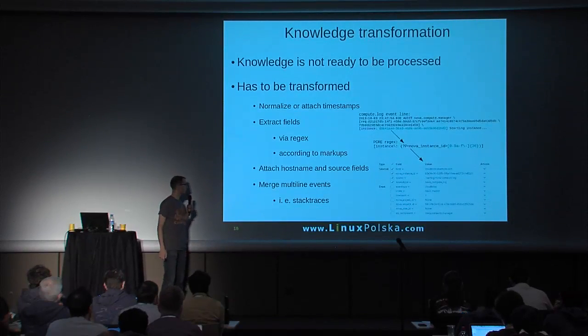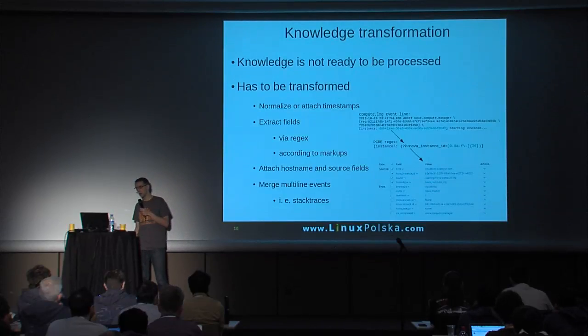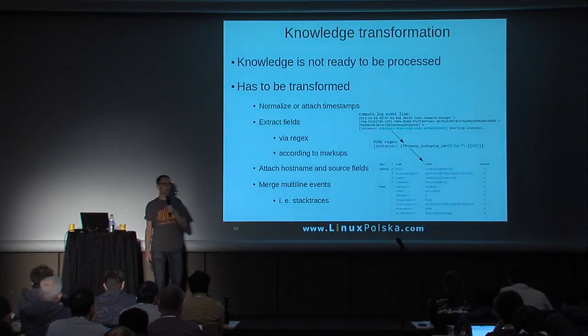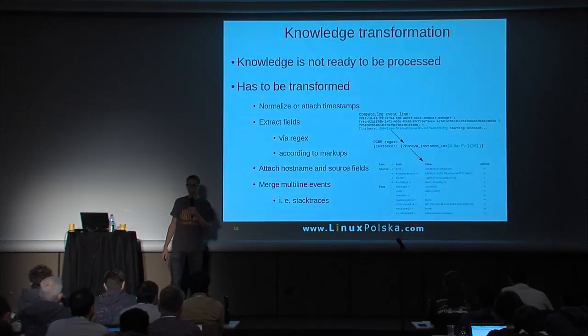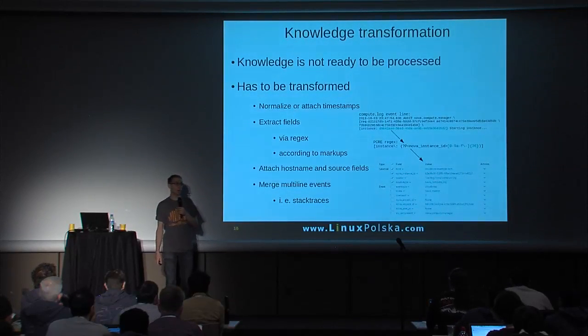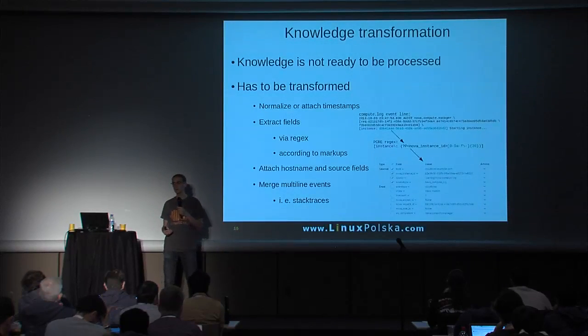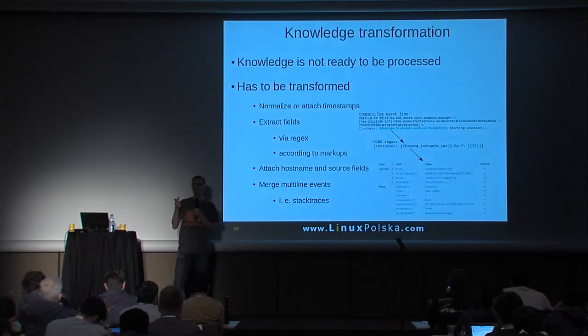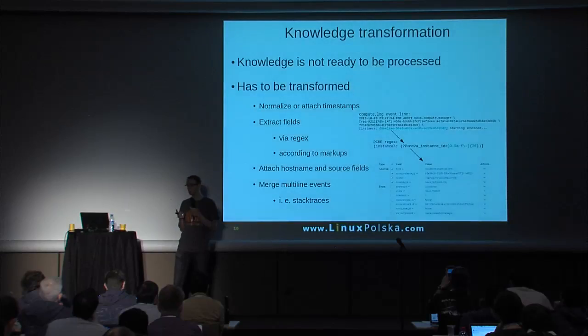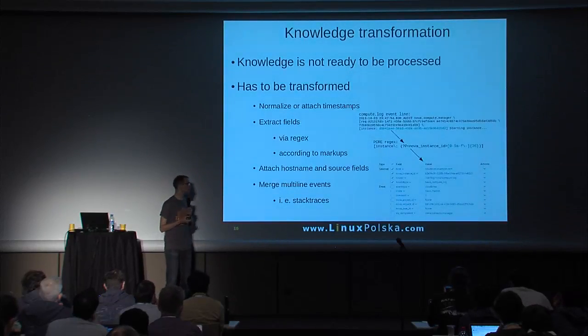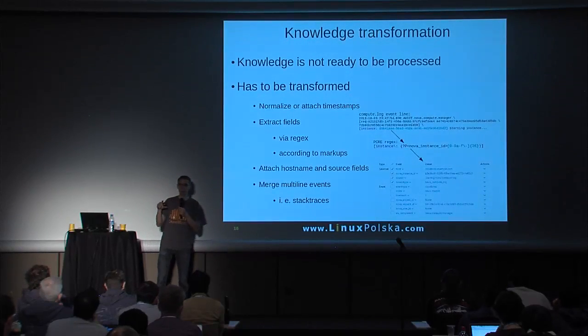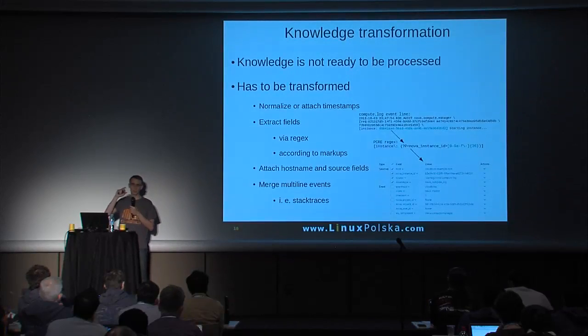Okay, and another step involves merging multi-line events. A good example is the stack traces usually written into the OpenStack logs. Although the stack traces are written into different lines, these lines don't make sense if they are not together. So this transformation includes merging events into bigger pieces if they are related.